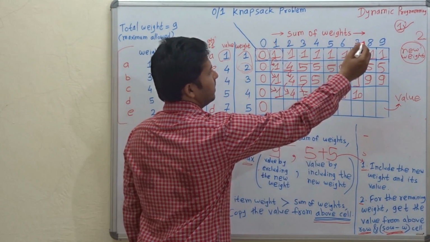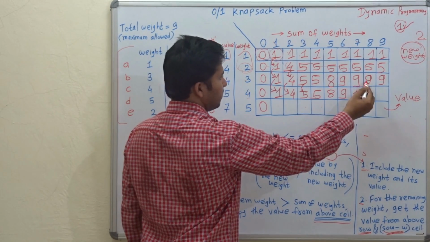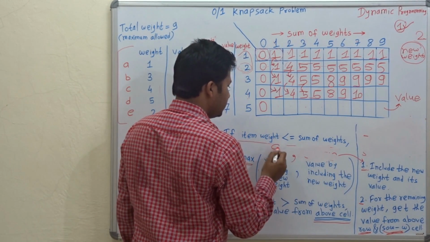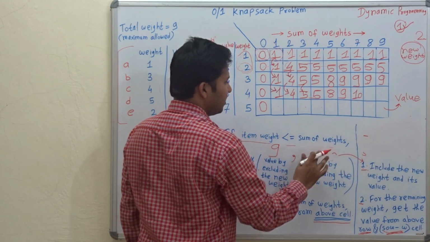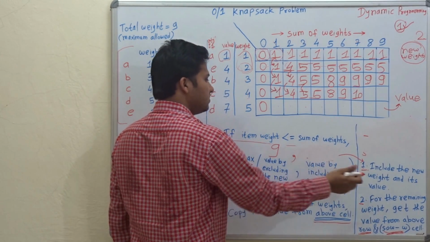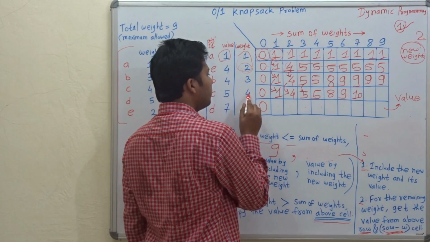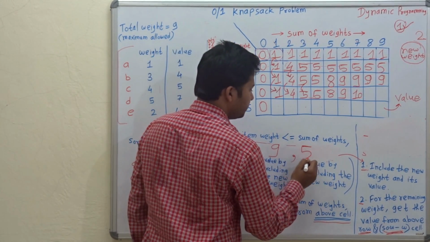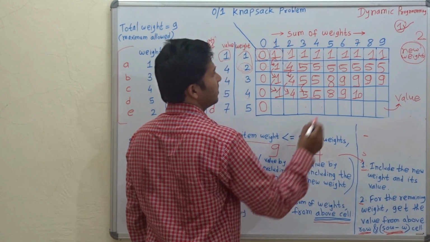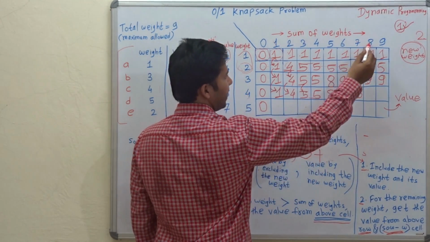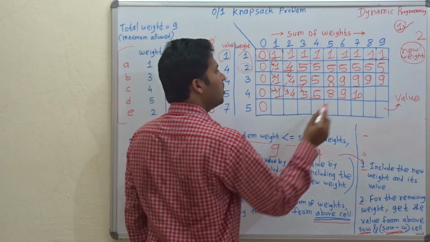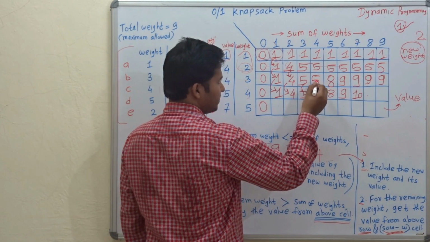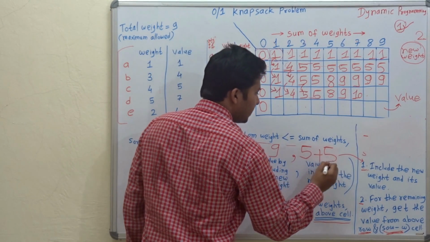Now let's see here, for forming 8, the value by excluding the new weight is 9, the value from the above cell, and for including the new weight, these are the two steps. First include the weight, that is 4, and its value is 5, plus after including 4, 8 minus 4 is 4. In the above row go to the fourth cell, the answer is 5, and add that value here.